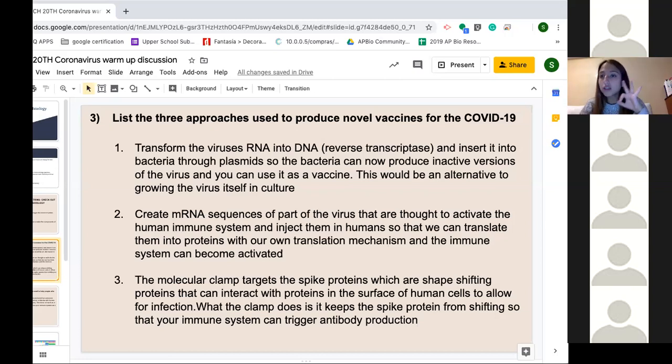So those are 3 new types of ways that we're trying to develop. And they are also called vaccines because they help your immune system combat the virus in a much faster way. I would say that a molecular clamp is something a little bit different than a vaccine, but these two things right over here, the transformation of RNA into DNA and the creation of mRNA sequences, that's definitely an alternative to creating just an inactive version of the virus and inserting that into your cells. Okay.